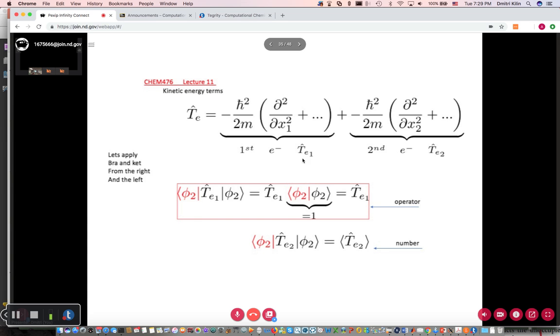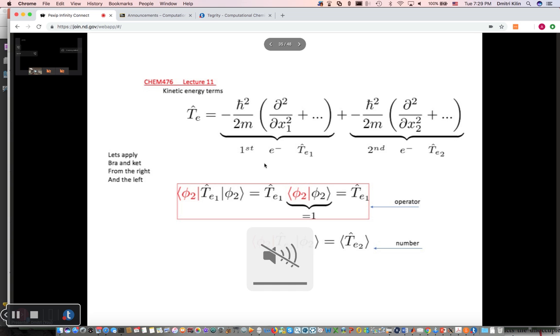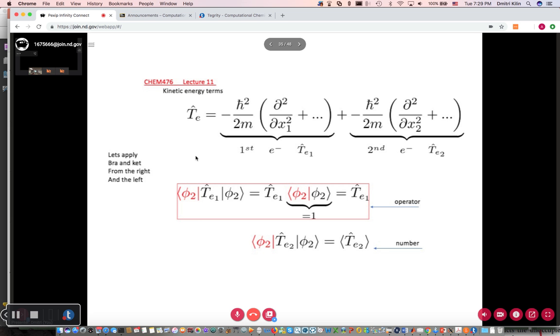So let's consider the application of this phi2 from left and right to each of them. If we apply this bra and ket procedure, averaging over electron number 2 for the kinetic energy of the first electron, it is what is shown in the middle of the slide in the brackets.